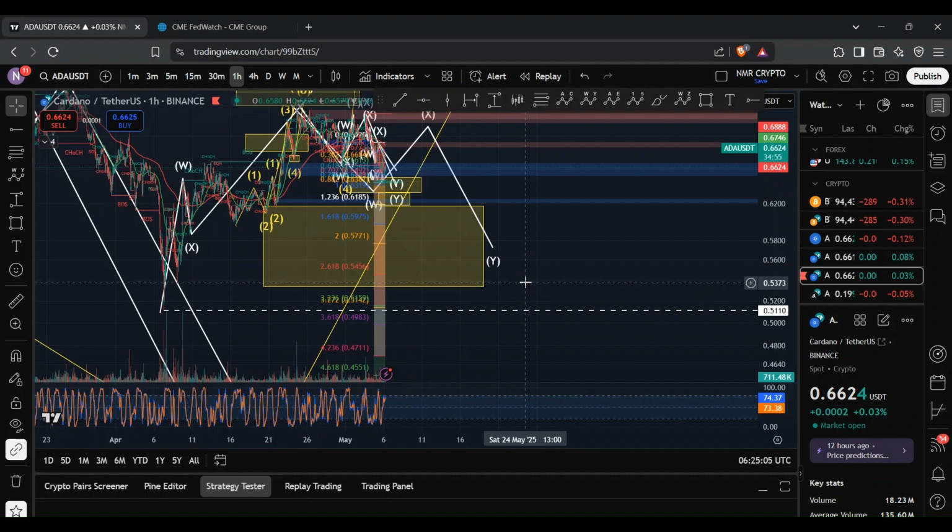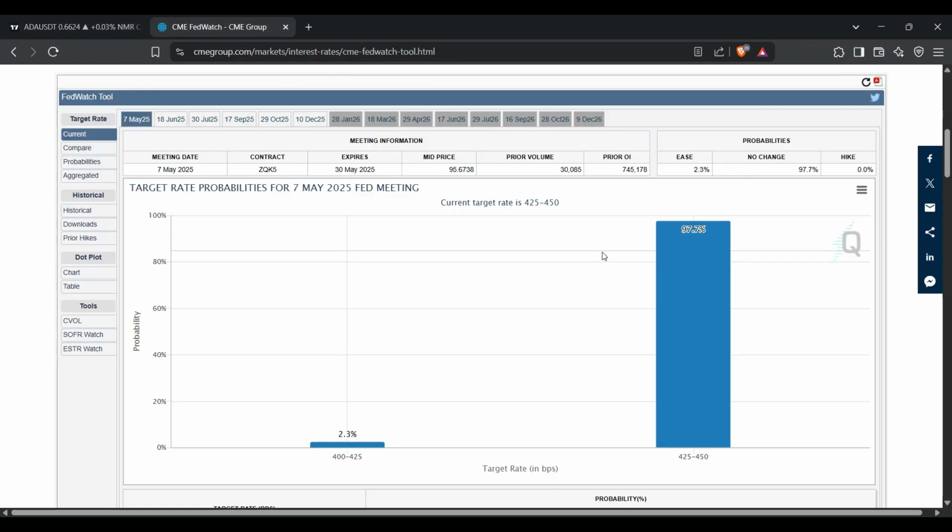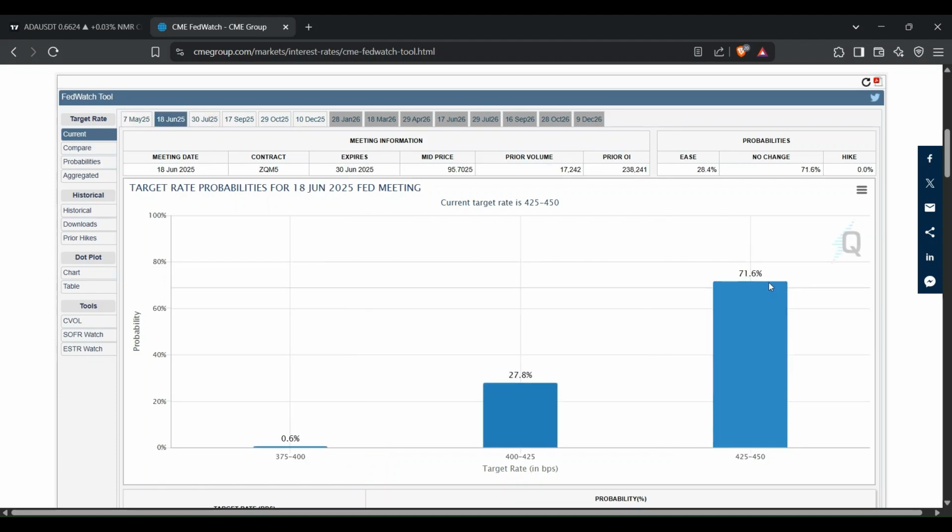Now, I am slightly bearish, and the reason being is we do have the Fed meeting tomorrow, and it's looking likely that we are going to see a pause on the rates. So if you go on CME FedWatch, you can see that there is a 97.7% chance that the Fed is going to pause the rates. And to me, that's bearish, because ideally what you want to see is the rates being cut. And it's looking likely that in June also we are going to see a pause on the rates, which again is going to be bearish in my opinion.